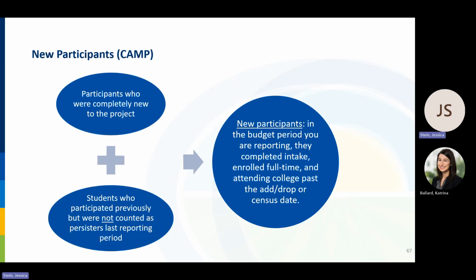This diagram illustrates the definition of new participants for camp. They are participants who completed intake, enrolled full-time, and are attending college past the date when students can no longer add or drop courses, or census date. And students who participate in camp services during budget periods other than the immediately previous budget period are considered new participants. The count would also include any student who participated in camp services in the immediately previous budget period, but was not counted as a persister at the end of that budget period because they did not enroll in the camp services during the current reporting period until after the APR was submitted.